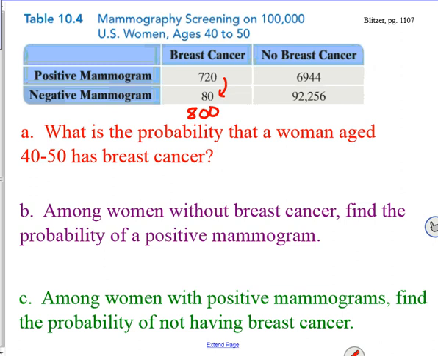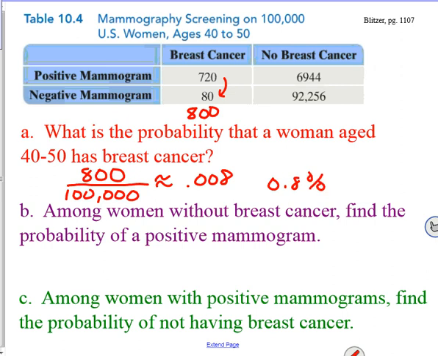And then I need to know the total number of women, which they said is 100,000. So my probability is the outcomes that we're looking at, which is having breast cancer, out of all of the people surveyed. And we get approximately 0.008, otherwise known as 0.8%. So luckily, not super high.